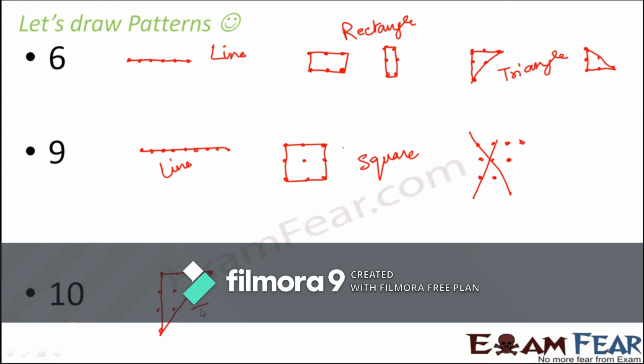So in this way, we can make a triangle. So with 10, a triangle is possible. With 10, again, a line is possible. So a line is possible with almost all the numbers. With 10, we can also make a rectangle, like 5 dots in a row. So this forms a rectangle. So you can have a line, you can have a triangle, you can also have a rectangle.